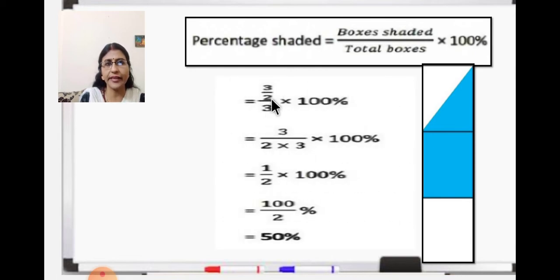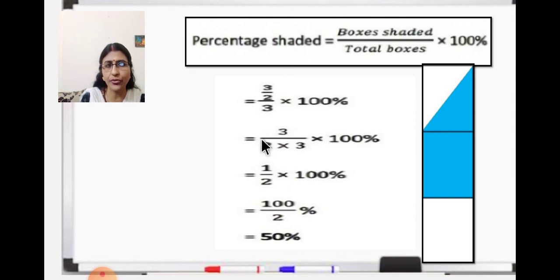You can see here 3 upon 2 is written. Here boxes shaded is 3 upon 2; 1.5 means 3 upon 2. Upon total boxes are 3, 1, 2, 3, and then into 100%. And then here this is division. So how to find out? Here these two are divided. So what you will do?